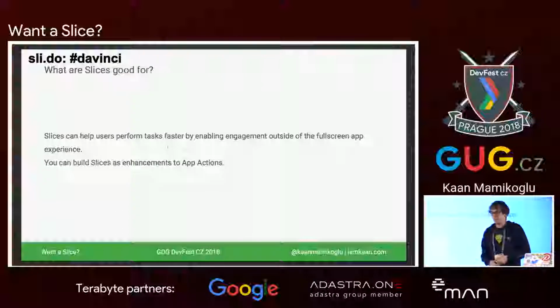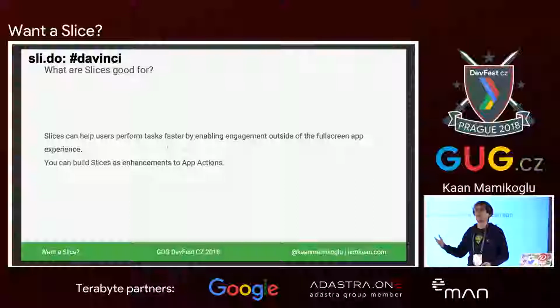So what are slices good for? Basically, they help you increase the engagement of your app. You can satisfy your users more because they won't even need to open your app in order to get access to your content and interact with your app. All they need to do is search, and they won't even need to think that it's your app displaying this data. It will magically be presented to your users.